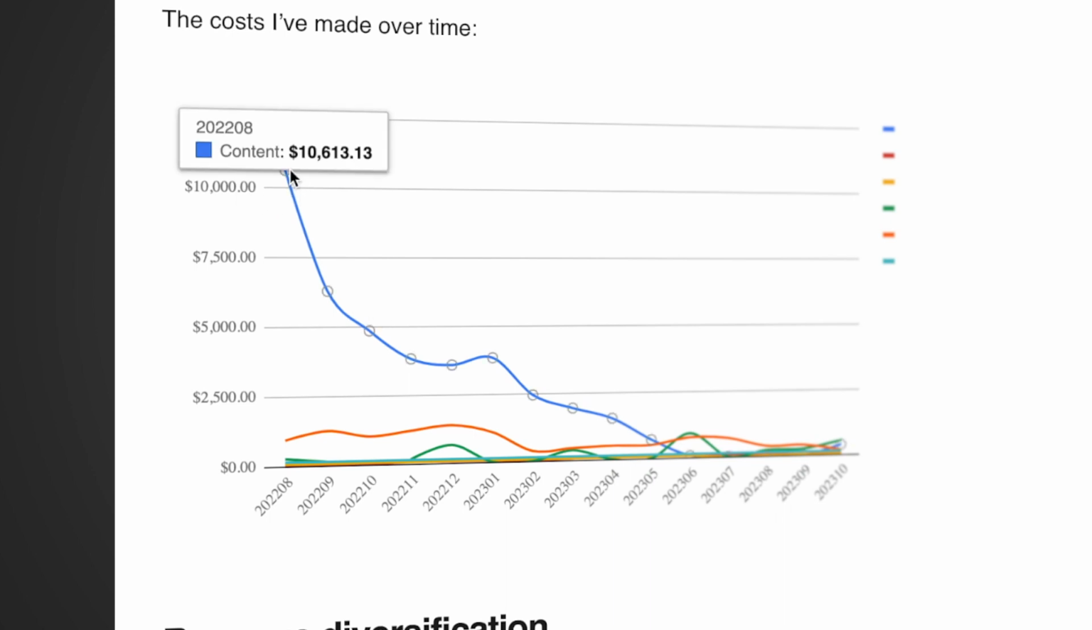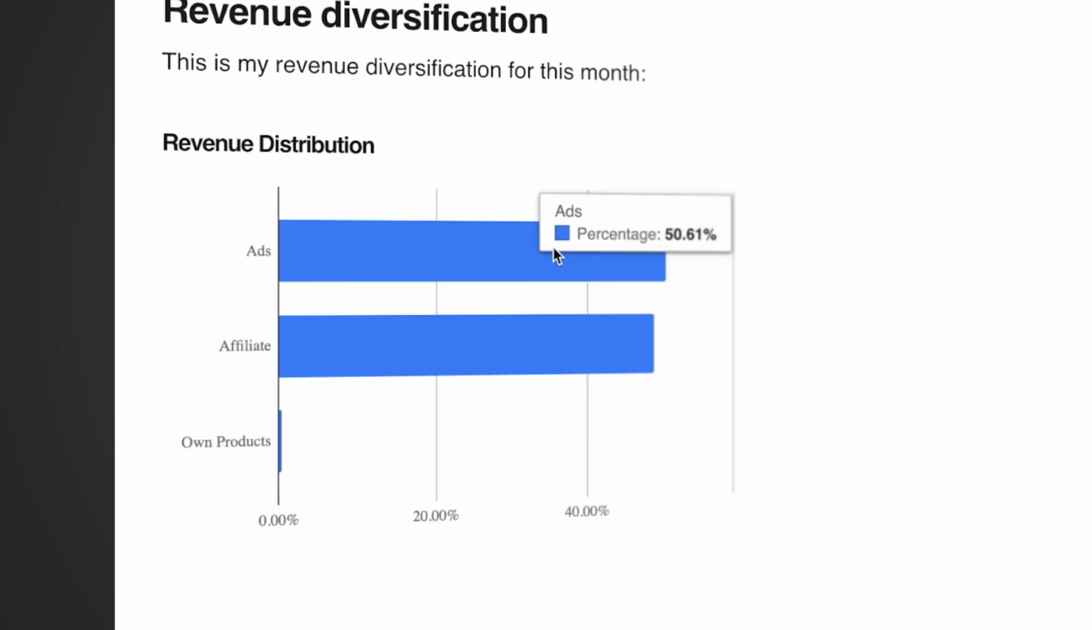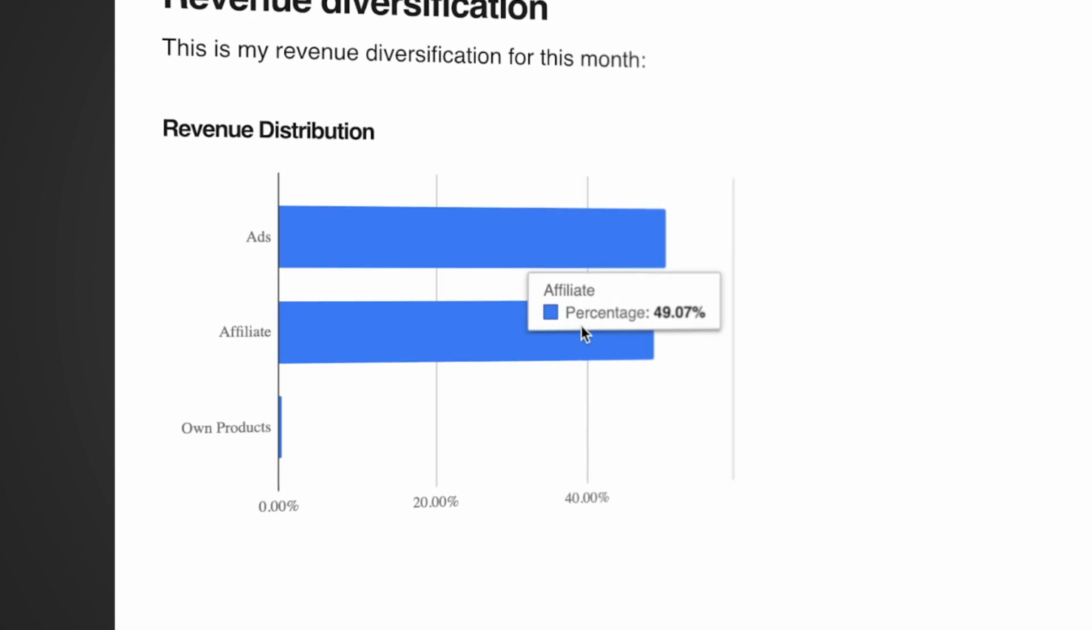And the costs I've made over time have decreased dramatically. I invested a lot in content more than a year ago, and the sites are still pretty stable. And I'm doing my own content right now, especially for the toy website. As for revenue diversification, ads are 50% and affiliate about 50%. So those are 50-50 right now.